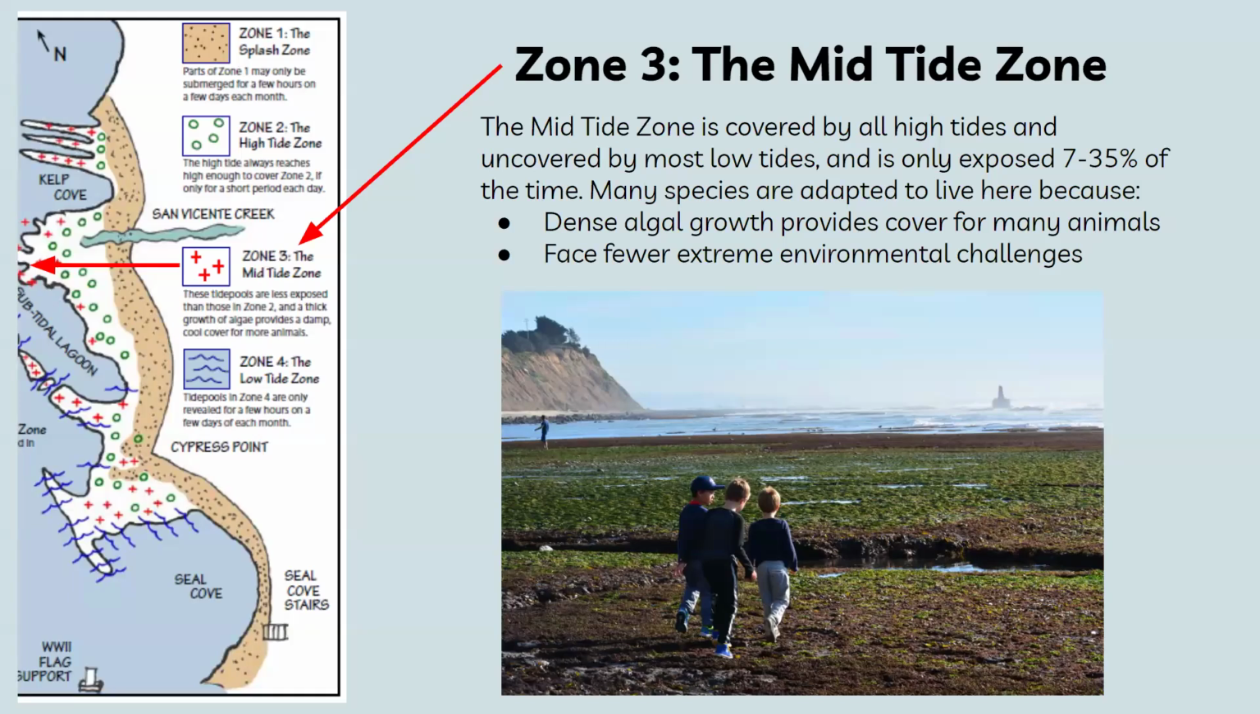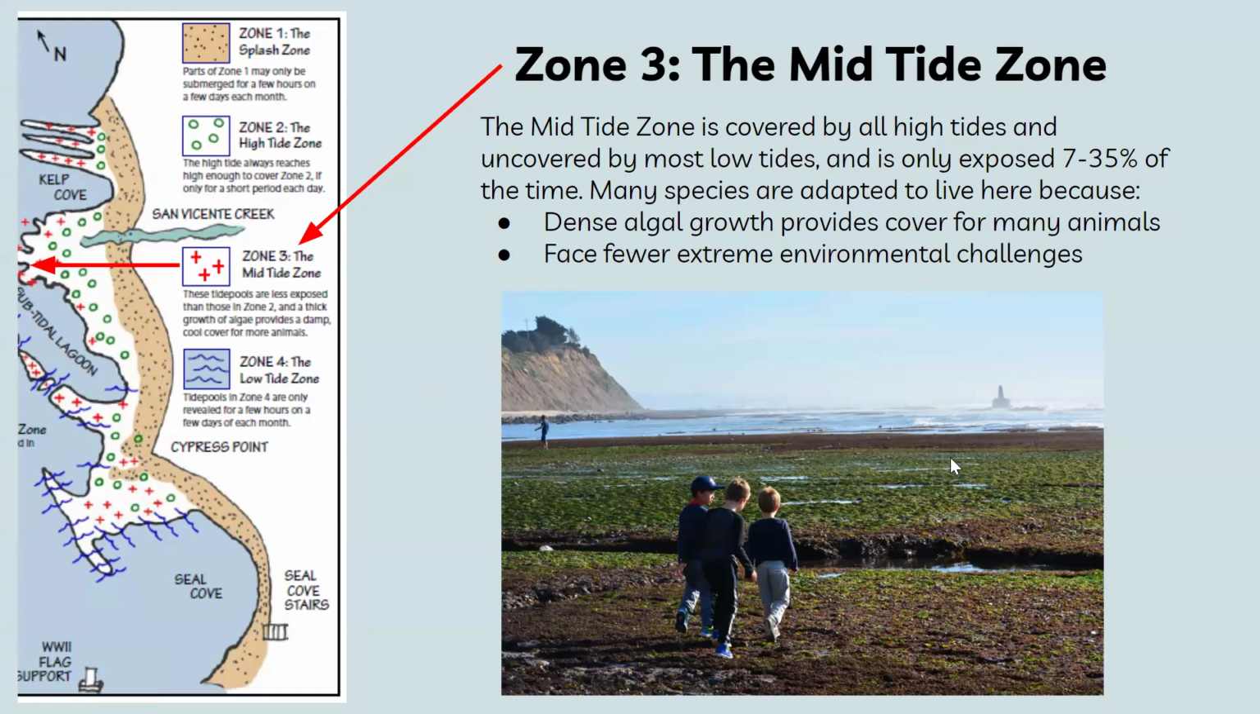Okay, the next zone that we're moving into is called the mid-tide zone. That is in this diagram over here, where the red plus signs are. The mid-tide zone is covered by all high tides and uncovered by most low tides. So this is what the mid-tide zone typically looks like.